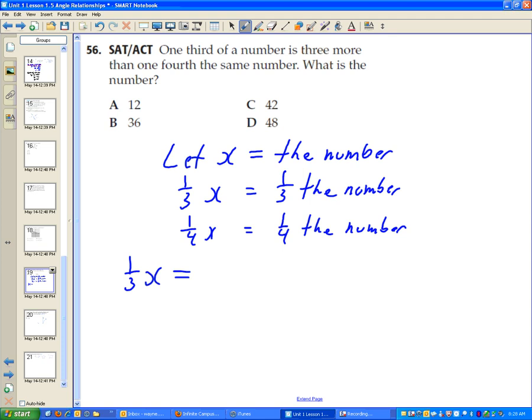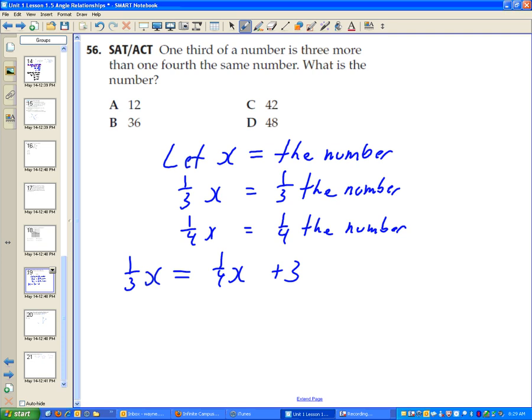If you're going to make 3 more than something, are you going to add 3, subtract 3, multiply by 3, or divide by 3? You're going to add 3, so it's going to be something plus 3. Or I could do 3 plus something, right? So 3 more than what? 3 more than 1/4 the same number. So the expression on the right side of the equals represents 3 more than 1/4 of the number. Make sense? All right, let's see if we can solve this thing.